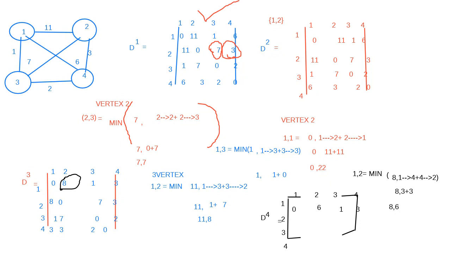See, in the second row what entries are you getting? 6, 0, 5 and 3. In the third row: 1, 5, 0 and 2. And in the fourth row: 3, 3, 2 and 0. Is it clear, students? Anyone having any doubt can ask me.